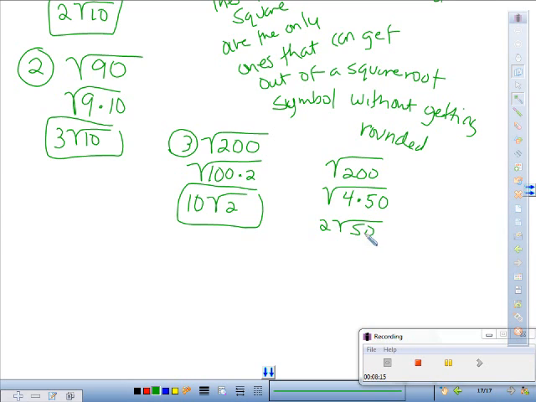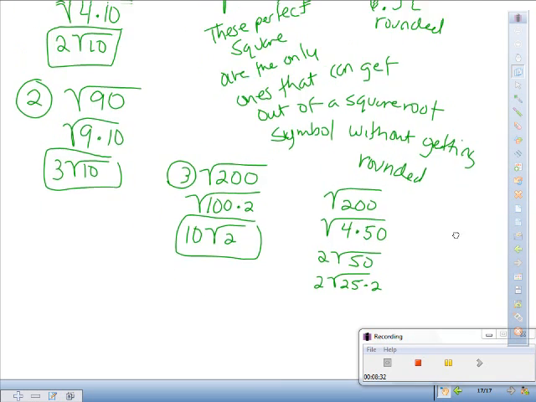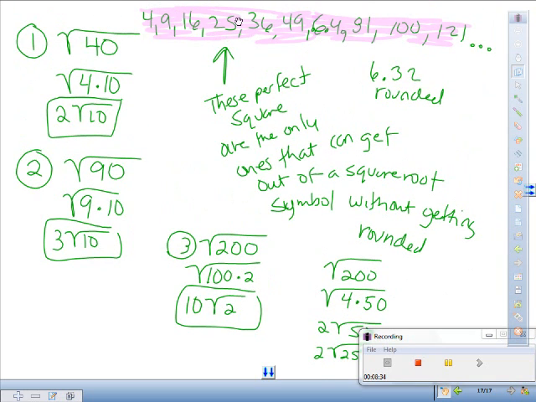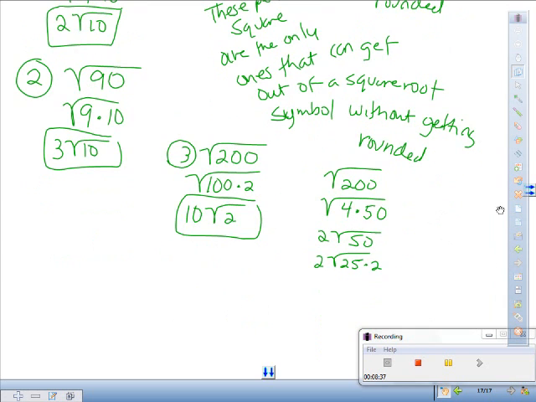You would still have to break down the 50, so you have to go back up to your list and find another number that would go into 50. And what you should find is 25. 25 is a perfect square times 2. 25 is on the list. If you look at the list, at the top here, see how the 25 is on the list? So that 25 is going to help us do this problem.